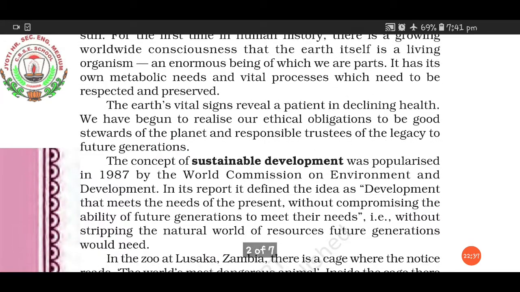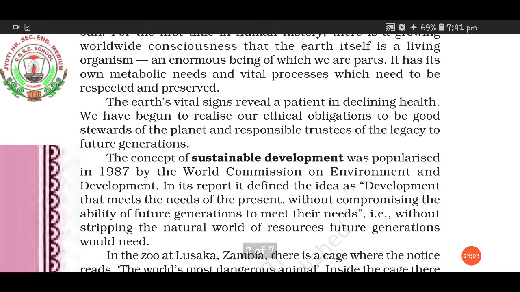The earth's vital signs reveal a patient in declining health. We have begun to realize our ethical obligations to be good stewards of the planet and responsible trustees of the legacy to future generations. Very beautiful sentences are there in this lesson. It will give you a chance to go into the depth of what our responsibilities are, who we are. And it will change the thinking that generally we people develop from the time we are born.